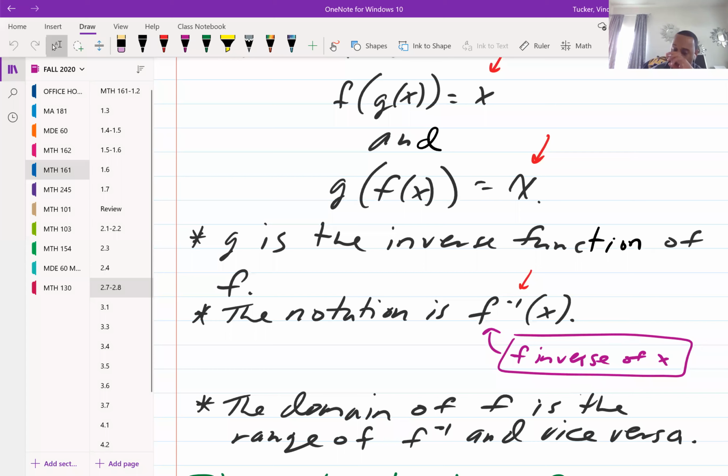Oh, another key to your inverse, the domain of your f, or the domain of your function, is the range of your f inverse, or the function's inverse, and vice versa. So in other words, your domain and range for the function will be flipped for the inverse of your function.